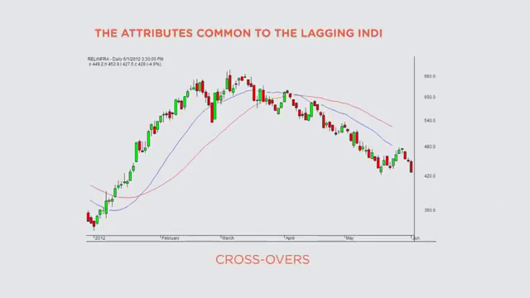Some attributes of the lagging indicators are that they are crossovers and cross-unders. Lagging indicators move like a wave across the chart. Usually, there is a second indicator as well, which gives us a buy or sell. For example, here we have a cross-under before February signaling a buy, and the market's actually moved up. And then we have a crossover around April, signaling a sell, and the markets actually went down.